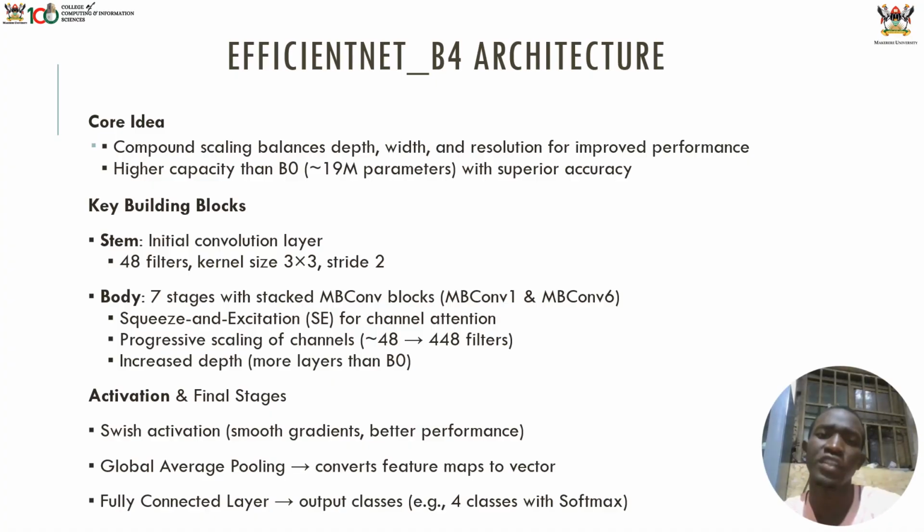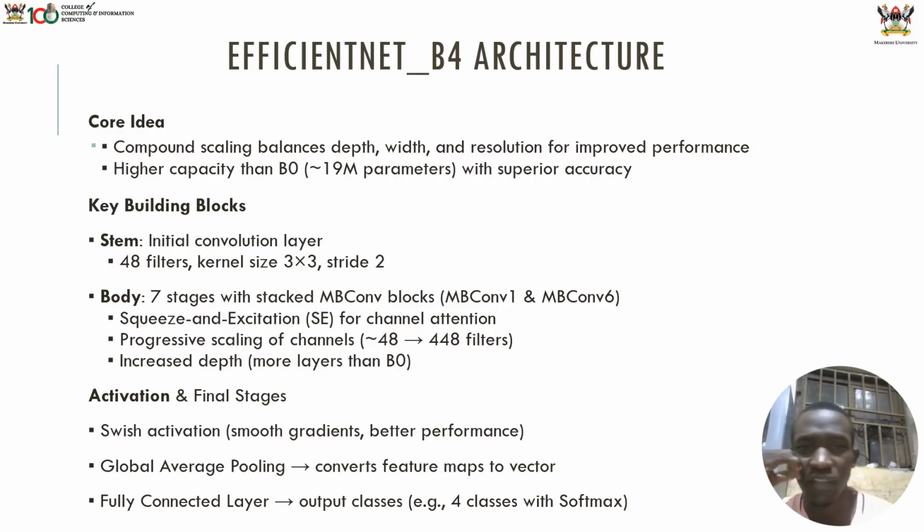EfficientNet-B4 also uses compound scaling, which means instead of randomly increasing layers or filters, it focuses on scaling the depth, the width, and the image resolution together in a balanced way. This leads to better performance compared to traditional scaling methods. Remember, B0 uses 5.3 million parameters, but the advantage of B4 is that it uses almost 19 million parameters, which gives us higher accuracy for complex tasks like medical image analysis. So we have the key building blocks.